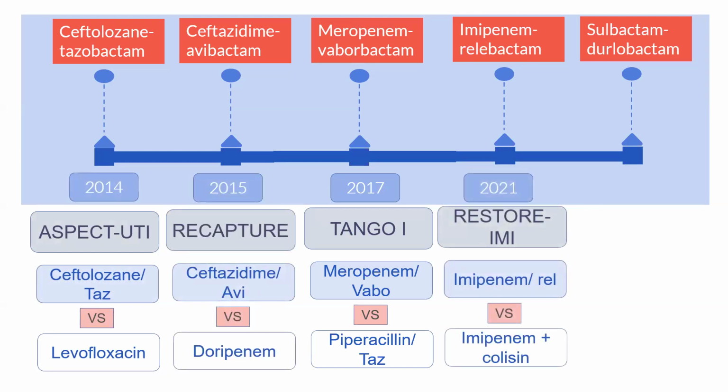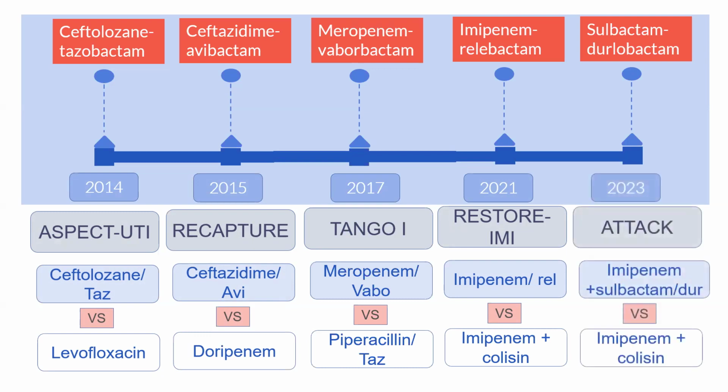Imipenem-relebactam was approved in 2021 in the RESTORE-IMI trial. It compared imipenem-relebactam versus imipenem plus colistin. And lastly, in 2023, sulbactam-durlobactam was approved for carbapenem-resistant Acinetobacter under a trial called the ATTACK trial. It compared sulbactam-durlobactam plus imipenem versus colistin plus imipenem.